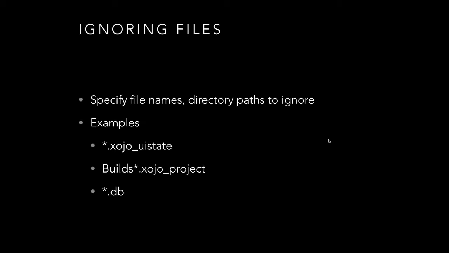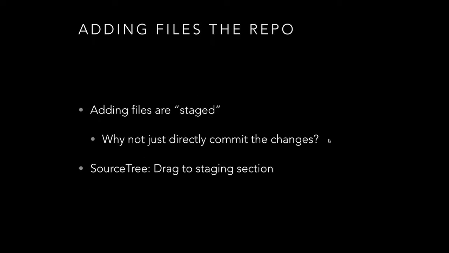What's not listed here is a path to a directory. You can ignore contents of directories as well. The builds directory actually is. It's just matching a path. You could put a slash on the end of that, and I believe Git would still acknowledge that as a directory either way. All right, so adding files to the repo, we talked about this.